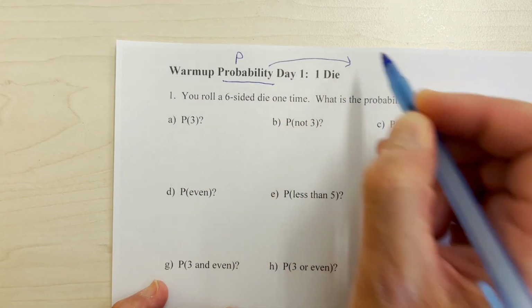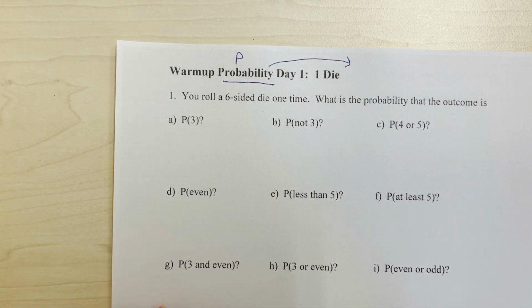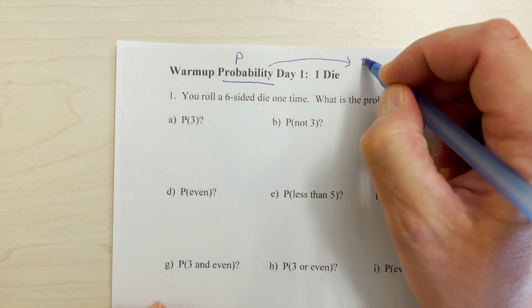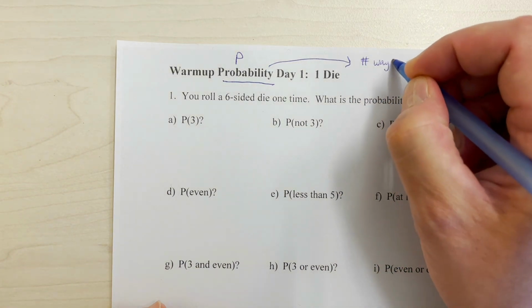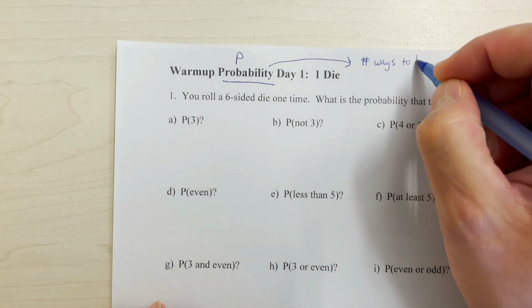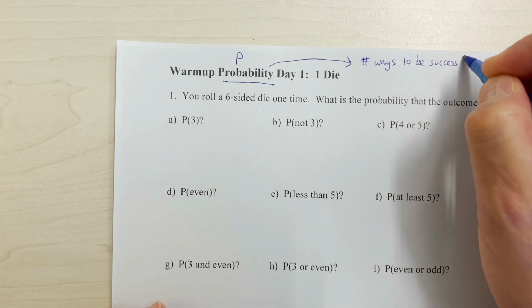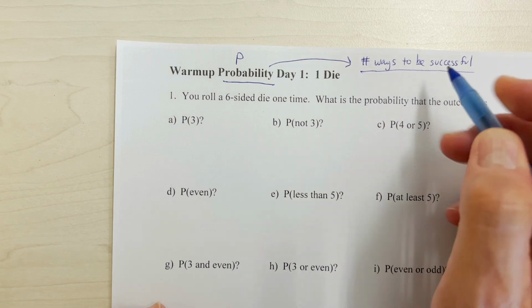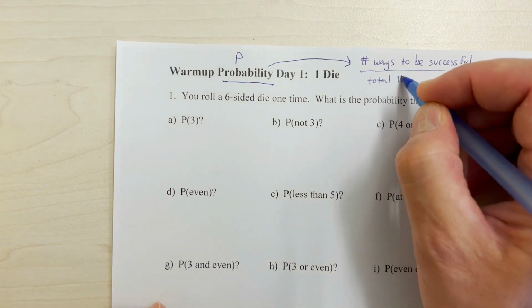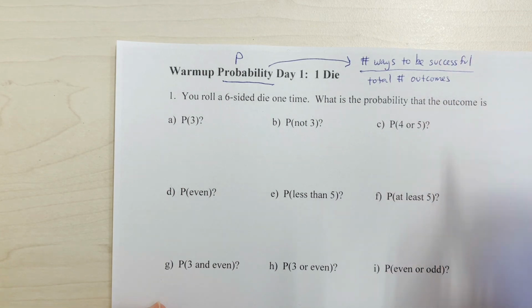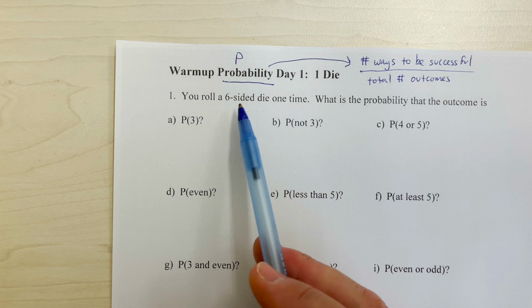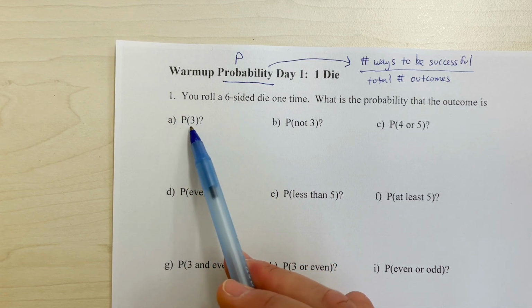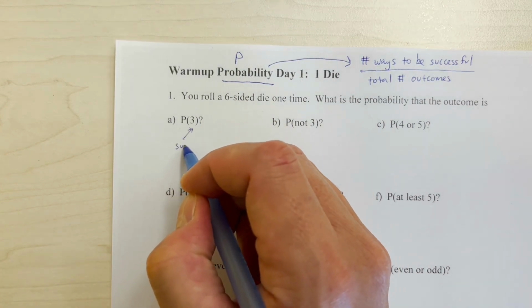But the way we calculate it, if we are trying to calculate the probability of an event happening, what we calculate is the number, that's my symbol for number, the number of ways to be successful. And success means whatever it is we're trying to measure. Number of ways to be successful divided by the total number of outcomes or events. In this case, we're going to roll a die. And for the first one in part A, what's the probability that we roll a 3?